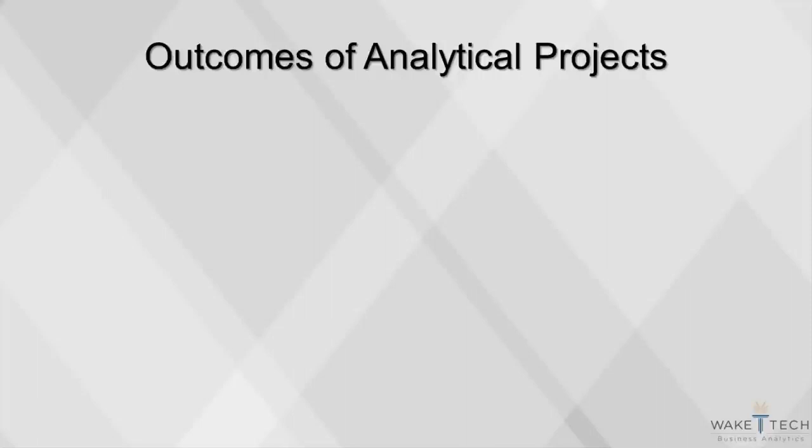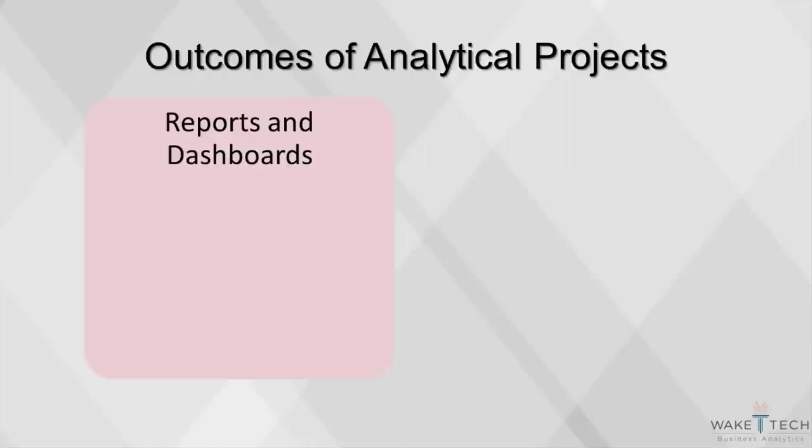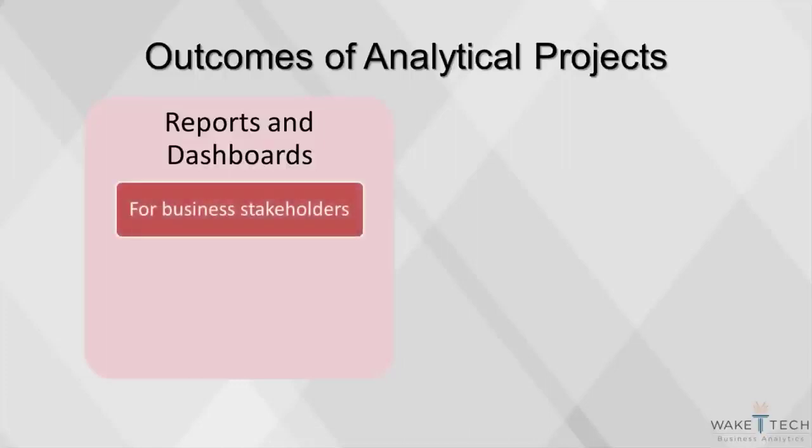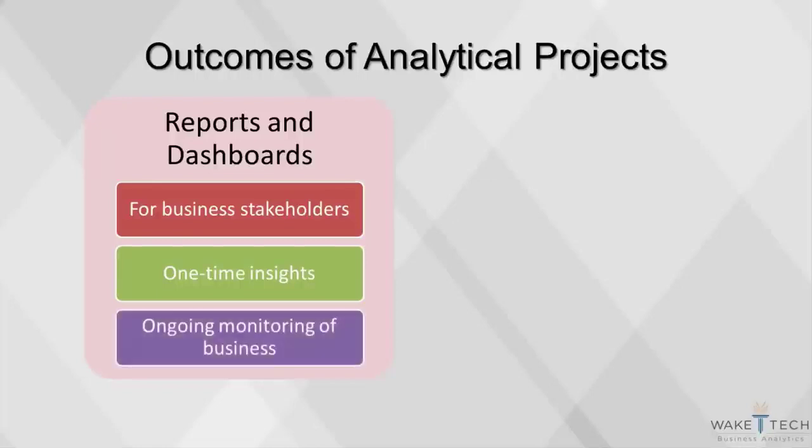There are many different goals that an analytics project can strive for. Typically, these goals fit into one of two categories. The first is providing information about a business, such as reports and dashboards, for business stakeholders. Reports or presentations provide one-time insights to explain events that have occurred and predict future events, and dashboards are used by stakeholders for ongoing monitoring of key aspects of the business.